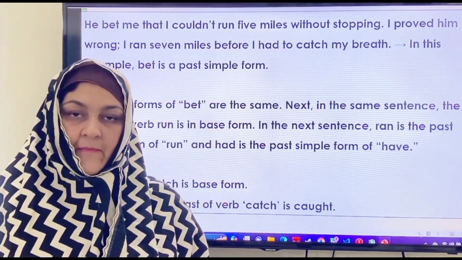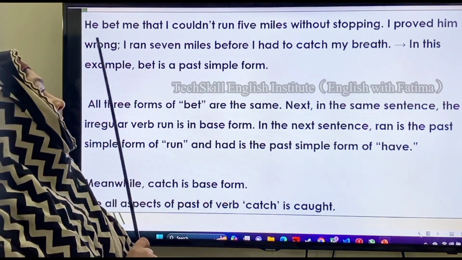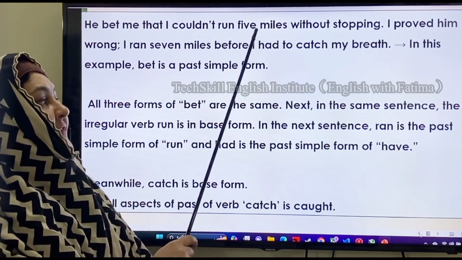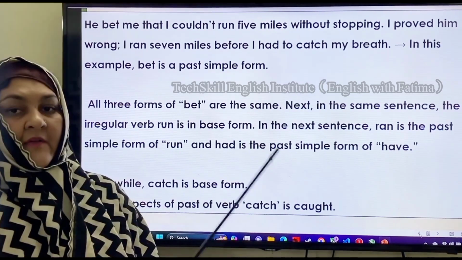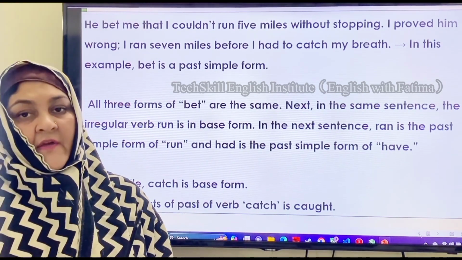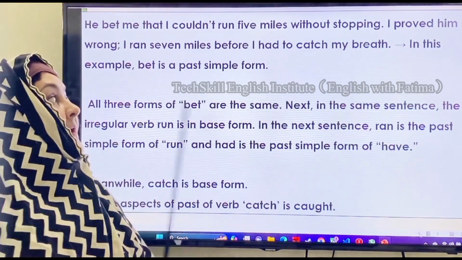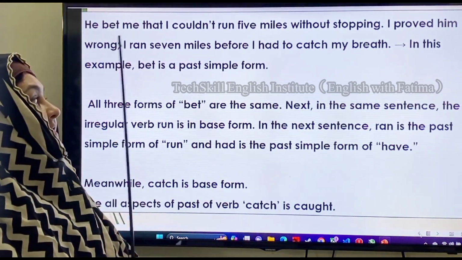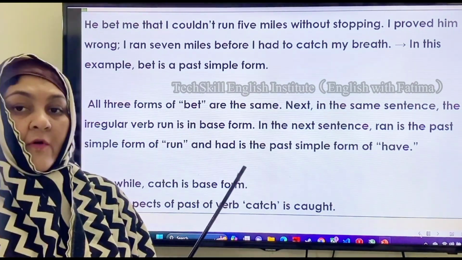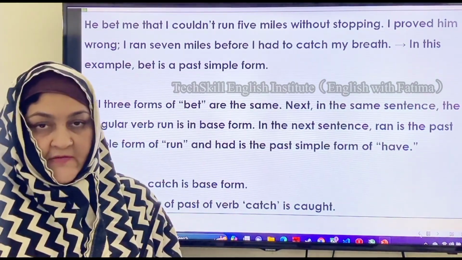Let's take another example, bet, bet, bet. In this sentence, we say he bet me that I could not run 5 miles without stopping. So this is the past form of bet, and the base form of bet is also bet. The third form is also bet. We are using it here in the past tense because, as we can see, I could not run. So could not is in the past form, and this is also used in the past aspect.